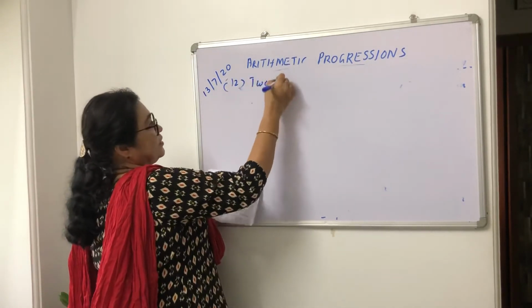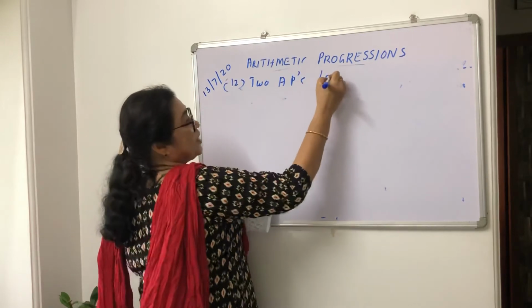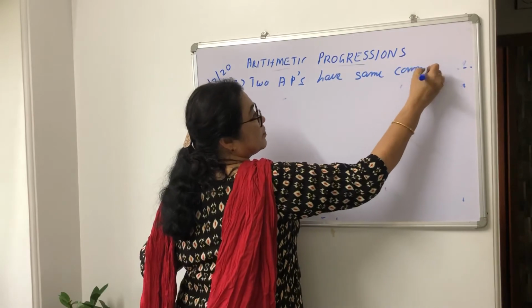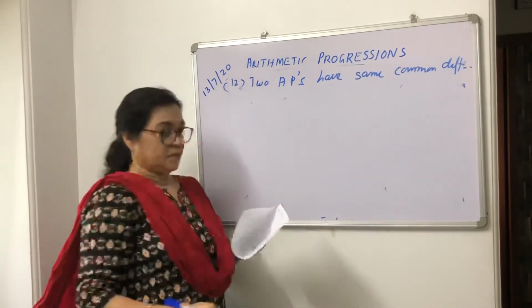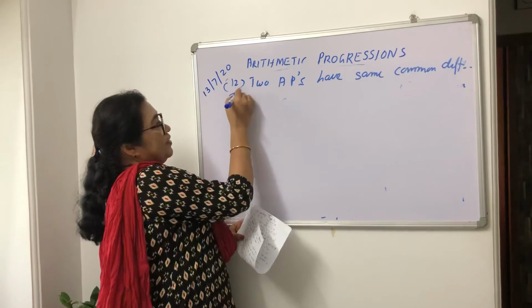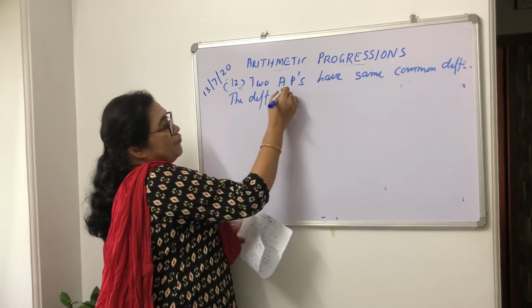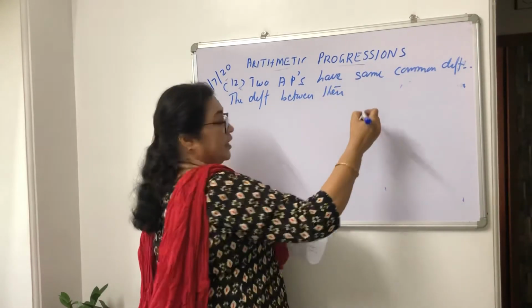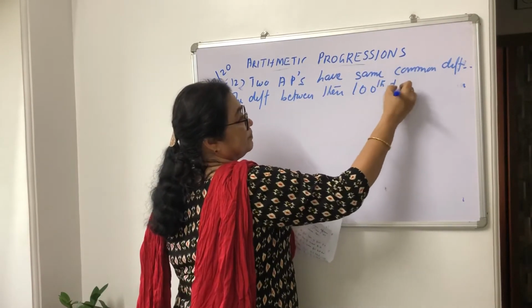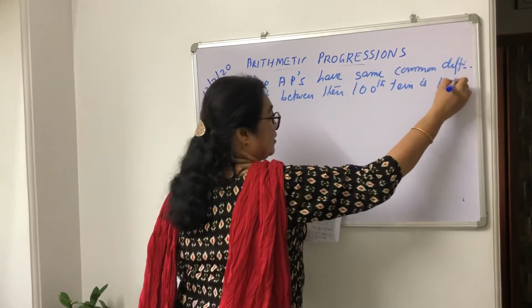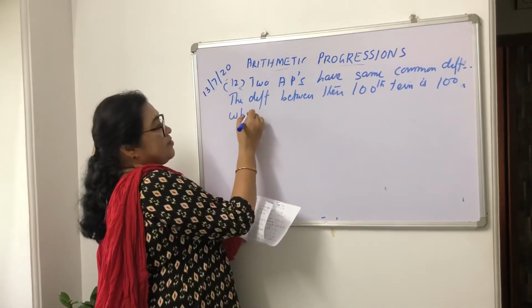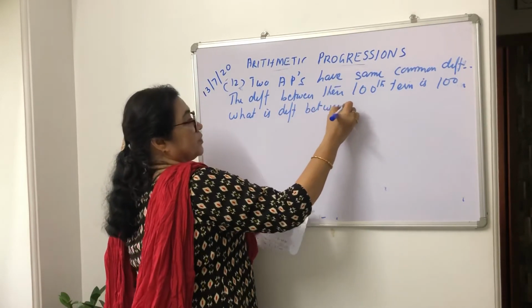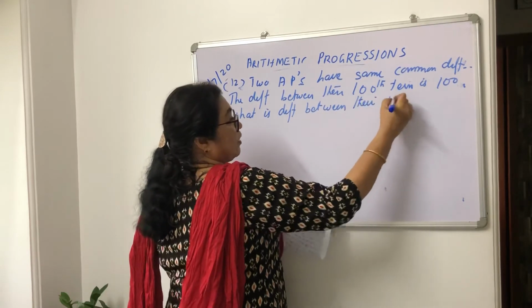Two APs have the same common difference. The difference between their 100th terms is 100. What is the difference between their 1000th terms?